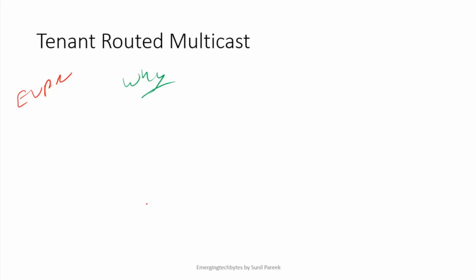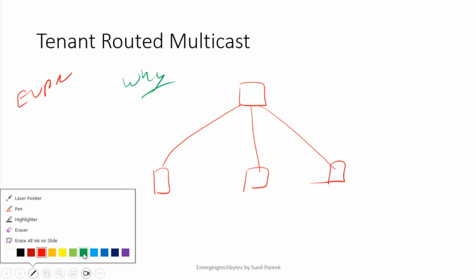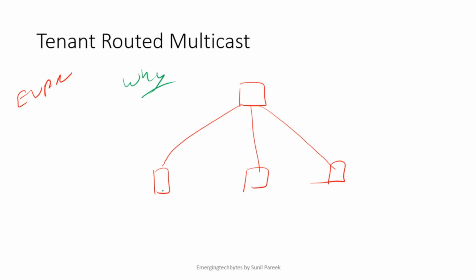Let's say I have these three switches and I have, let's say, this spine. So let's just come to this very famous DC architecture, leaf spine. And I have this source connected here. This is my source. And these are my receivers which are connected.